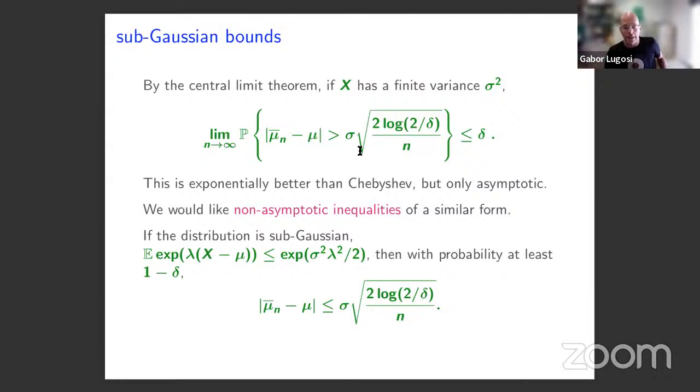So already for the mean squared error, for the empirical mean, if the sample size goes to infinity, then the distribution appropriately normalized becomes Gaussian. And in particular, the central limit theorem implies that as n goes to infinity, the probability that the error is greater than something like sigma times square root of log 1 over delta over n is small.